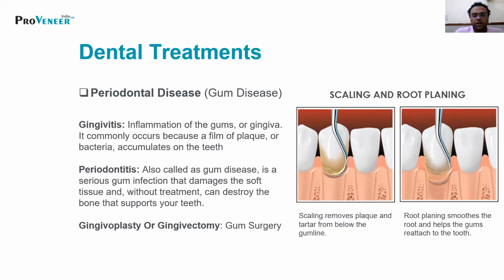Gum surgery: sometimes, due to gingivitis or periodontitis, the gum tissue recedes from its normal position and goes down. To correct these, when the gum goes above, the surgery is called gingivectomy. And when it goes below and you bring it to the correct position, it's called gingivoplasty.